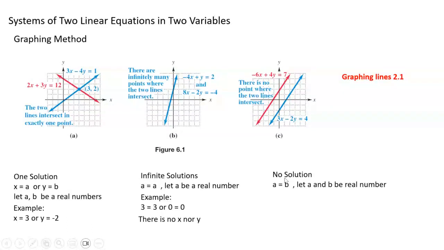Now for C, if you also get no variables, no x, no y, and you have something like a equals b, for example 3 equals 4, then there's no solution because 3 does not equal 4. That means there's going to be no solution.